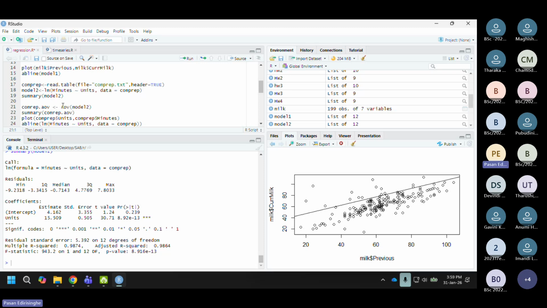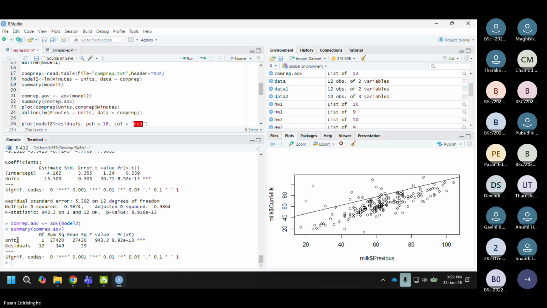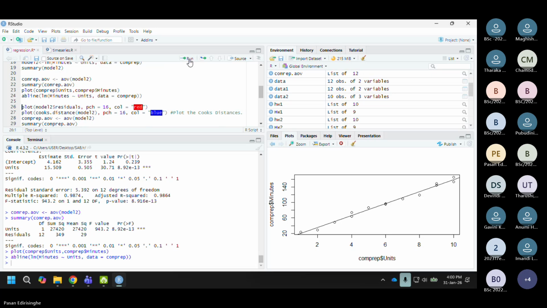And of course, this aov command is to indicate the analysis of variance. This is indicating the analysis of variance table that we can have. And these are some commands we can have. You can just look at the plot of the data. So that's the plot of the data, and we can put that line there.